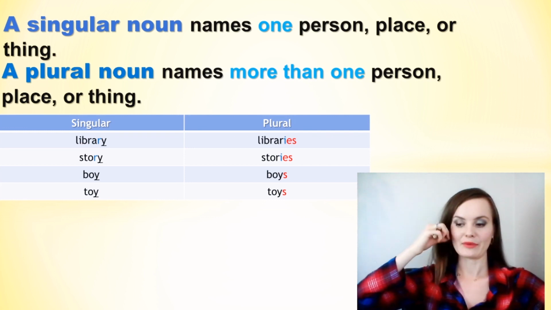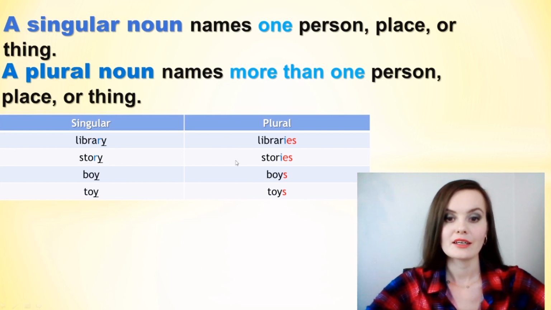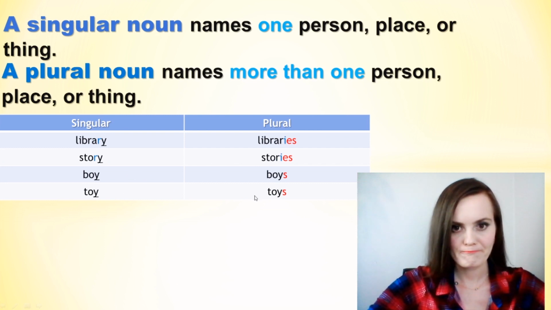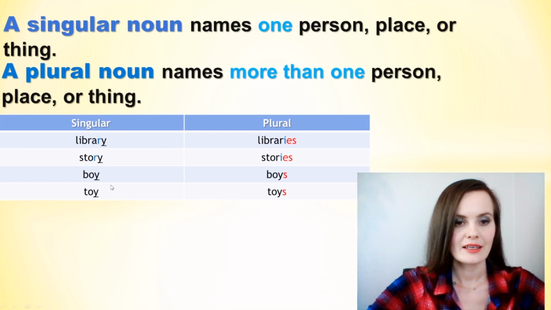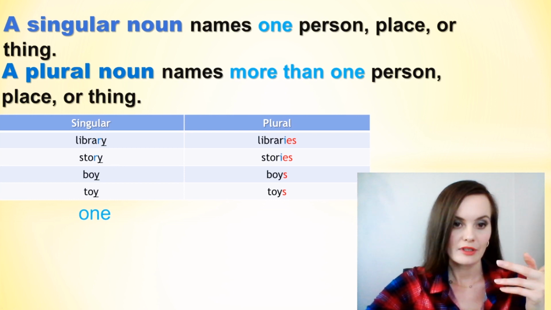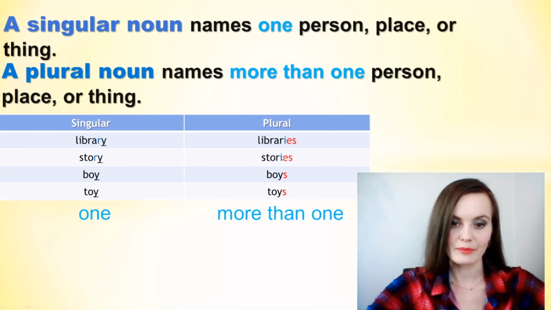Okay, so let's look at this table and let's read these words. Library, libraries. Story, stories. Boy, boys. Toy, toys. What do you see in common in this part of the table? Yes, you're right. In this case, all of the nouns show one place, or person, or thing. And in here, we can see more than one person, place, or thing. That's correct. But what else do you see? What do they have in common? They all end in the letter y.